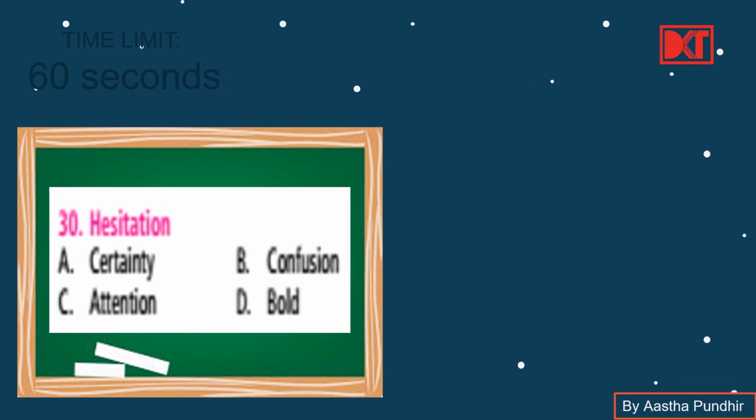Alright, so the next word we have is hesitation. Here the options are certainty, confusion, attention and bold. Hesitation, the antonym could be certainty. Certainty means being sure about something. Whereas hesitation, hesitant, being sort of confused about something. So confusion could be a synonym.